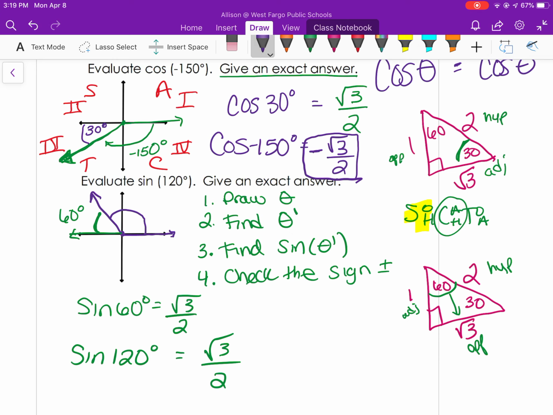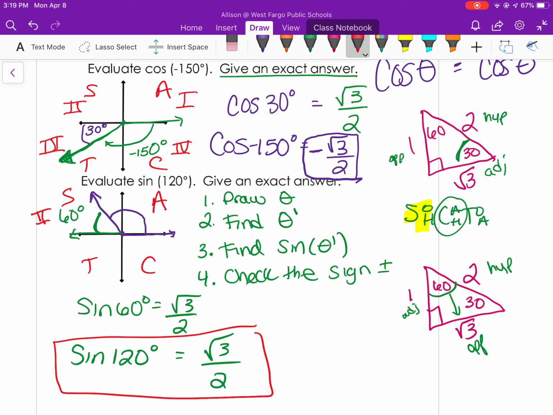And if I think about my quadrants, all students take calculus, this lies in the second quadrant, and sine is positive in the second quadrant. So that means sine of 120 is a positive value of square root of 3 over 2.